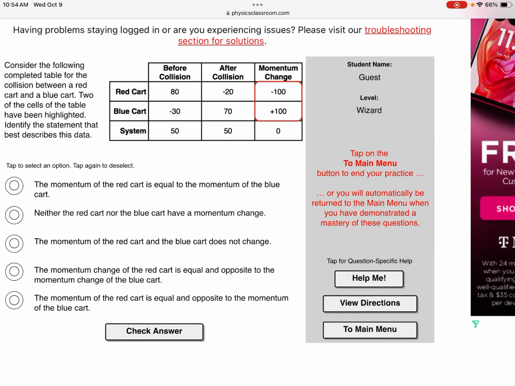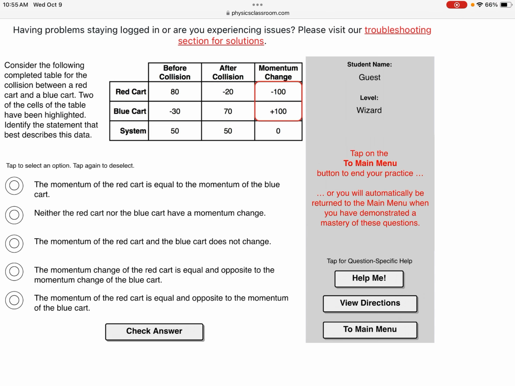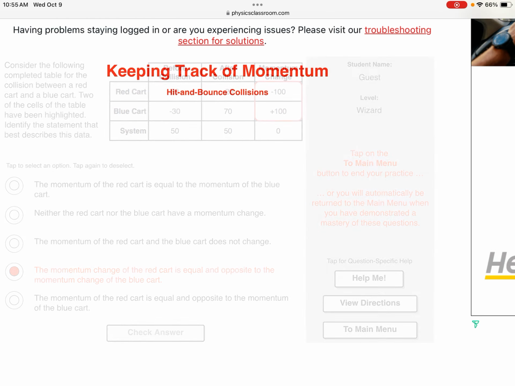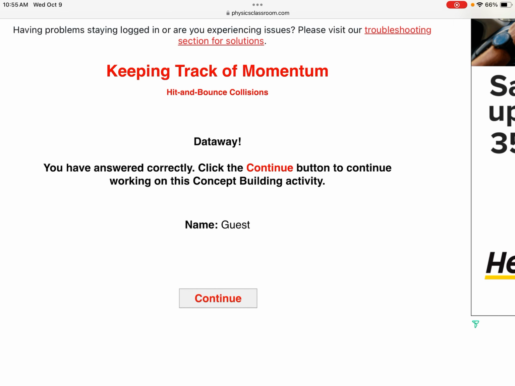It's asking you, they've shown you 2 boxes in red. What are those 2 boxes showing you? The momentum of the red cart is equal to the momentum of the blue cart? It's not showing you that, because it's in the column that says momentum change. Neither the red cart nor the blue cart have a momentum change? Obviously, that's wrong. So you have to pick an answer choice from these. The momentum change of the red cart is equal and opposite to the momentum change of the blue cart. That sounds like a pretty good answer, and it is.